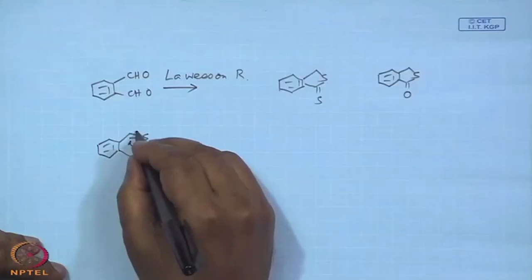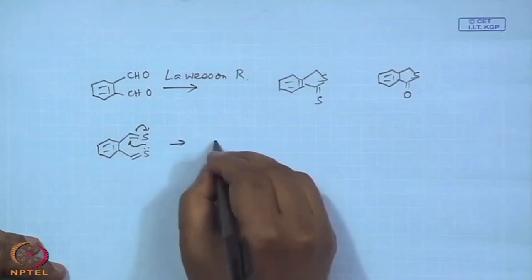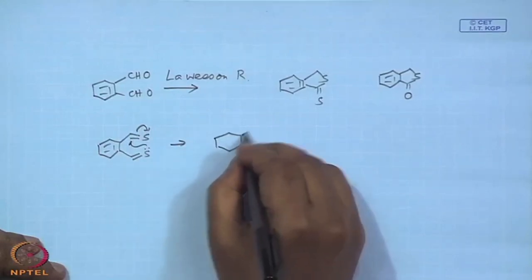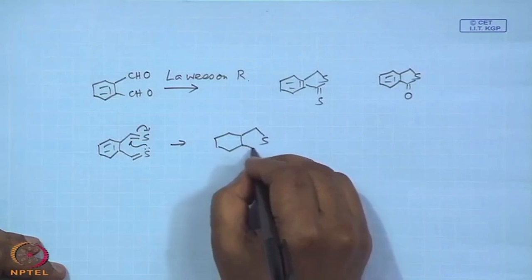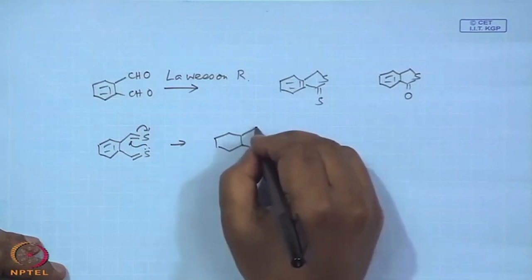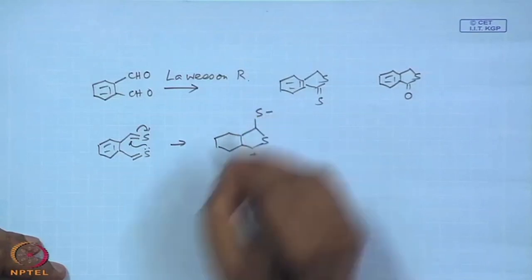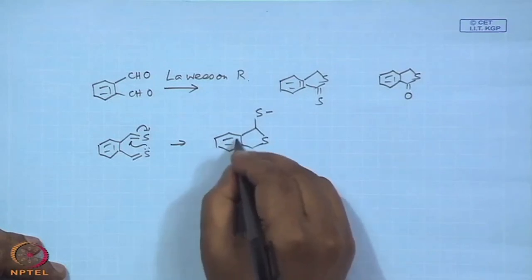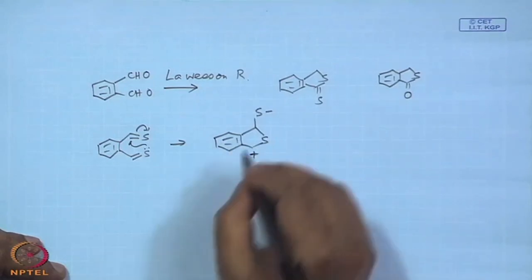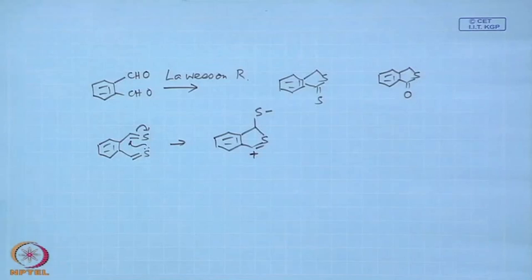So then of course one can visualize this. This one would go to this, with sulfur here. Is that all right? I think up to this looks okay. That means intramolecularly it forms a sort of a thiiranium ion kind of thing, or you can say an ylide kind of thing.